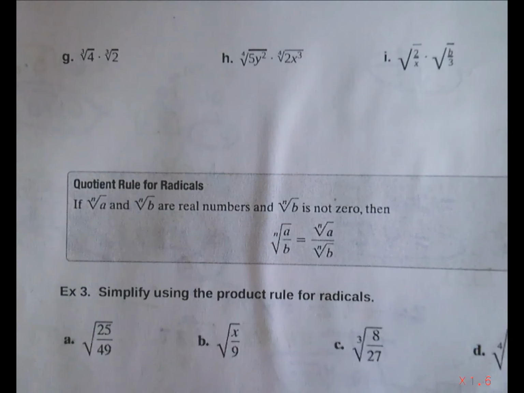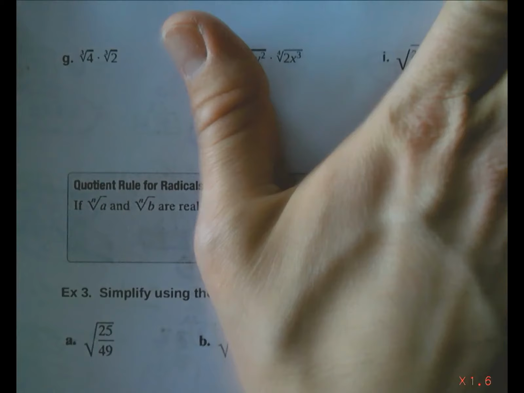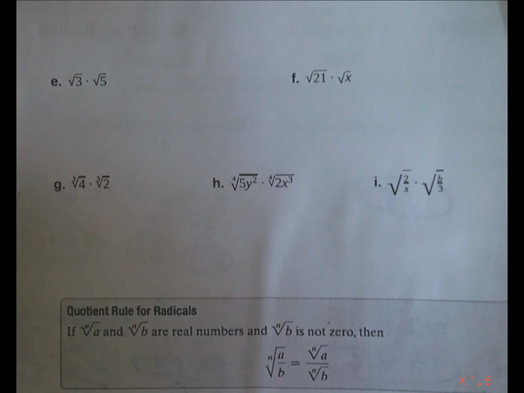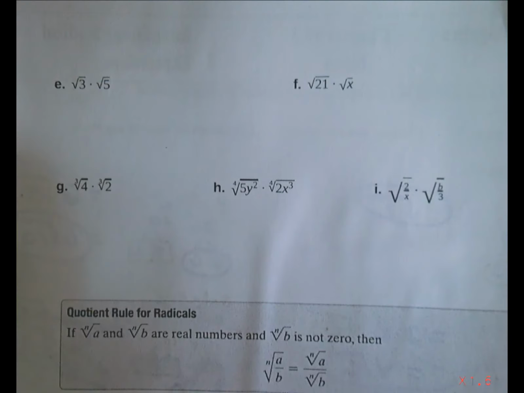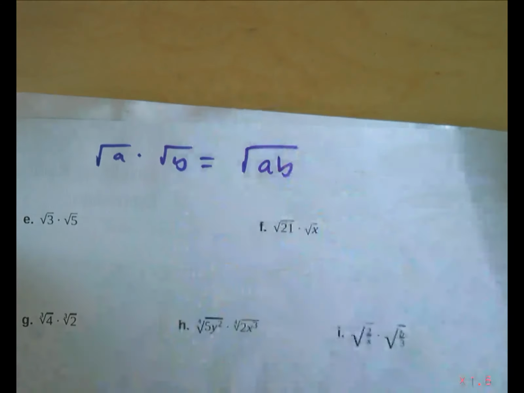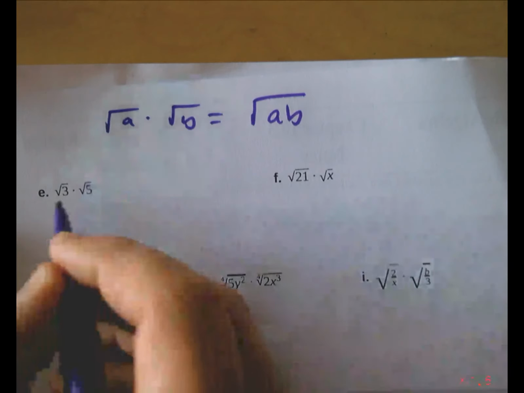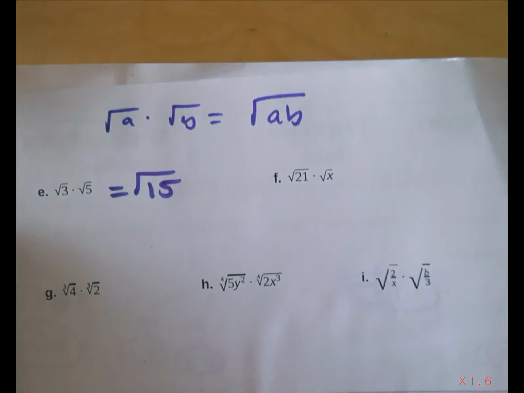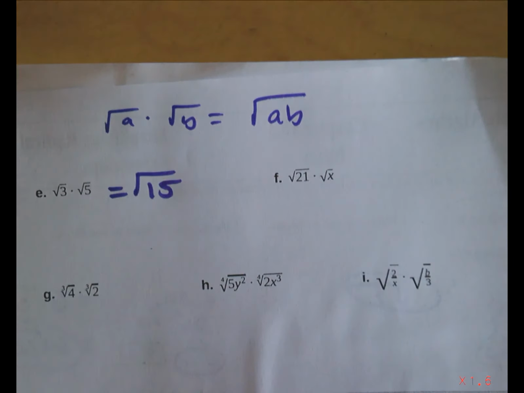Let's finish up E through I as we go. This is just basic simplifying when we're dealing with multiplication. So as we're looking, when I have a root times a root, if I have root A times root B, that's just the square root of AB. So if I have root 3 times root 5, that's just the square root of 15. There is no pairs there. There's nothing I can do to break that down. It is just the square root of 15.